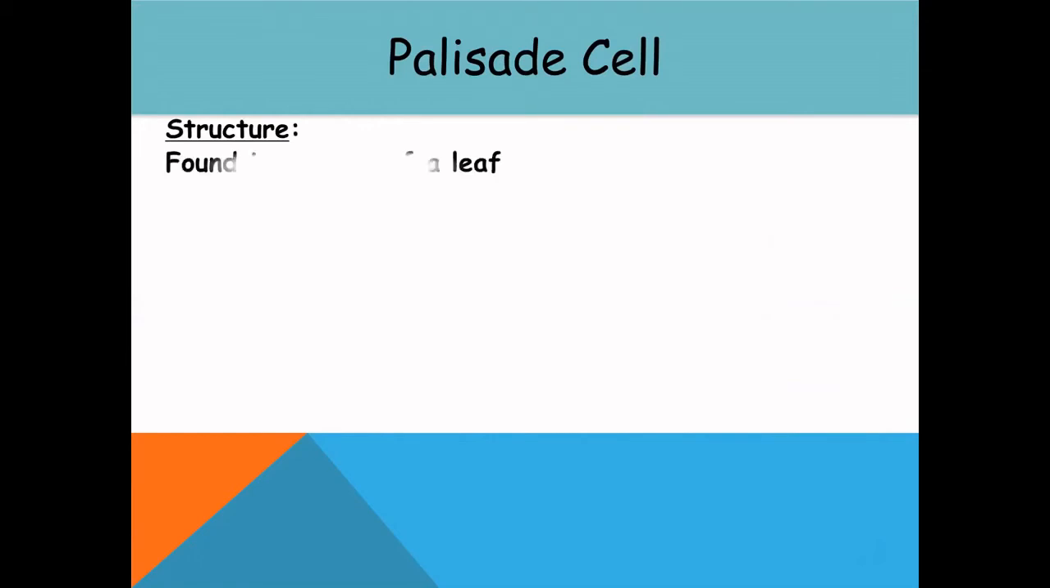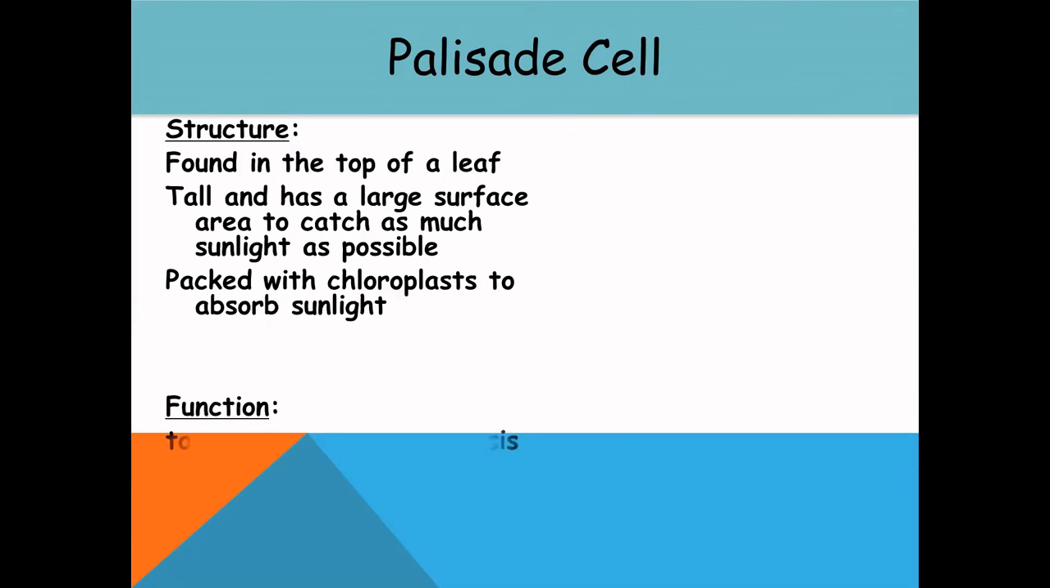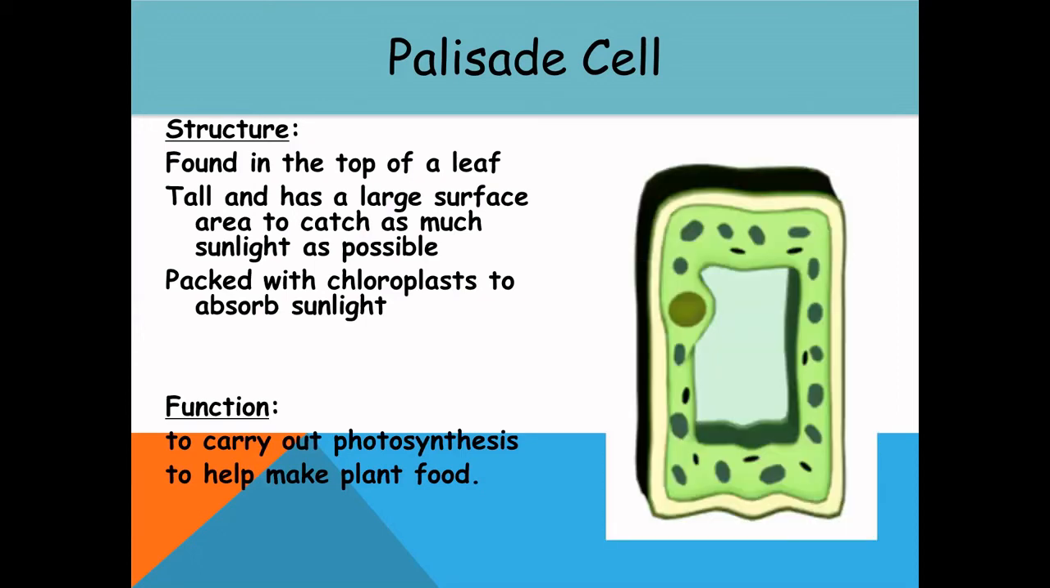The next one, palisade cell. Do you know where palisade cells are found? Palisade cells are found in the top of a leaf. It has a large surface area to catch sunlight, and they are packed with chloroplast, unlike the root hair cells. And what is the function of this palisade cell? Palisade cells help carry out photosynthesis. Photosynthesis is the process of making food for plants. This is how palisade cells look.